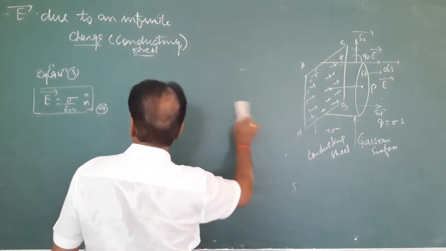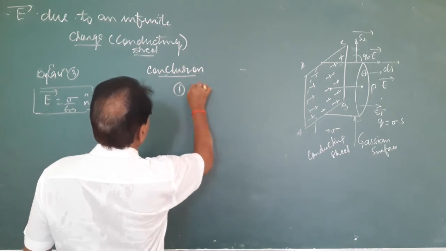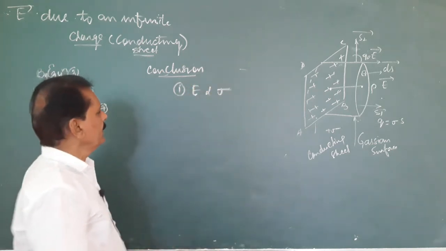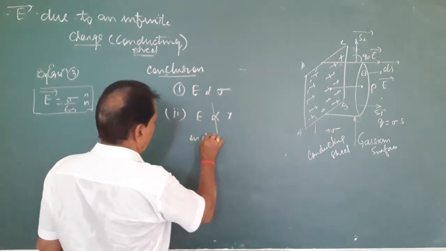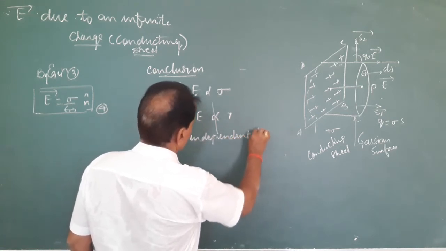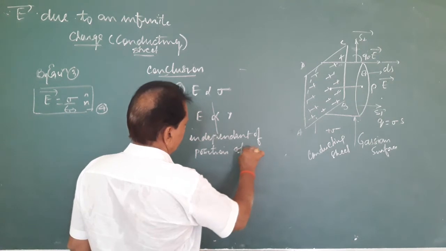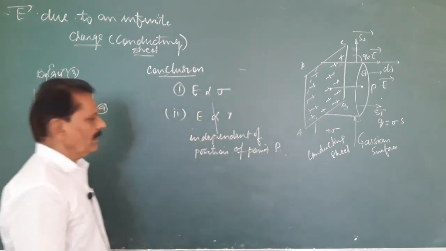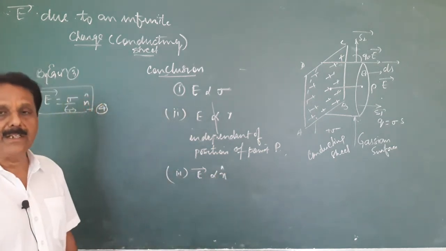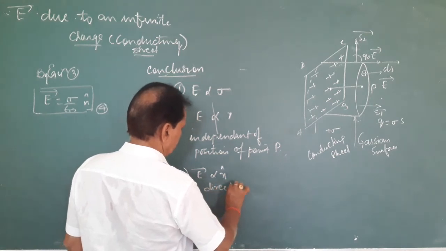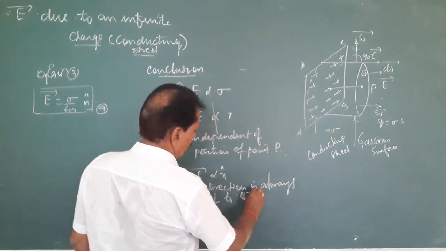Now, the conclusion by this equation 4 is: one, the magnitude of E is proportional to sigma, and second, E is not proportional to R. It means it is independent of R, independent of the position of point P. And third one is the direction of E is always along the line joining the point P, perpendicular to the plane of the sheet.